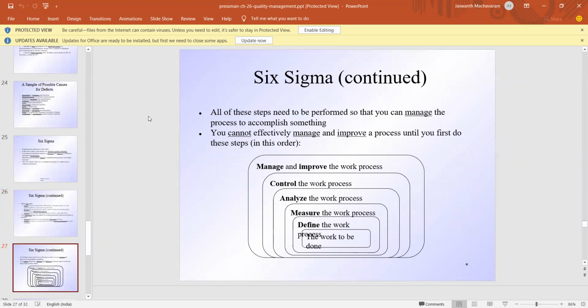All of these steps need to be performed so that you can manage the process to accomplish something. By using this, we can maintain the Six Sigma rule. You cannot effectively manage and improve a process until you first do these steps: measuring the work process, defining the work process, analyzing the work process, controlling the work process, and then managing and improving the work process. So this is the statistical analysis.